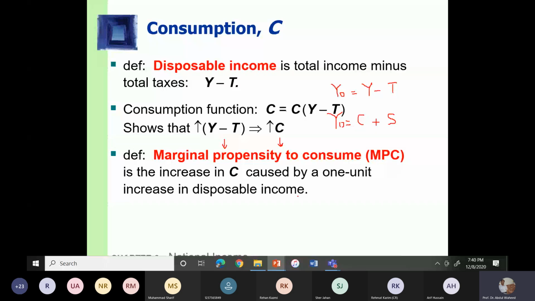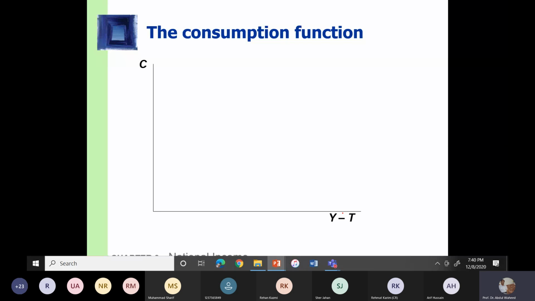Marginal propensity to consume is basically change in consumption due to a unit change in disposable income. And this is also the slope of consumption function, delta C over delta Y. Here we have disposable income, here we have consumption. This is consumption function, which shows a positive relationship between consumption and disposable income.